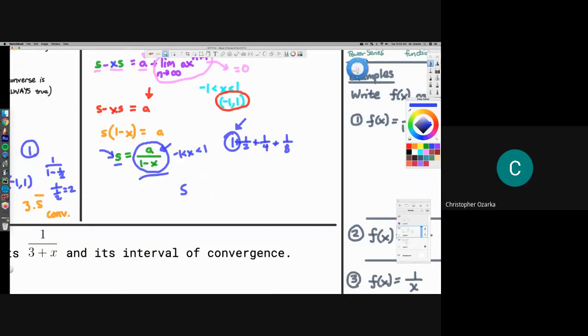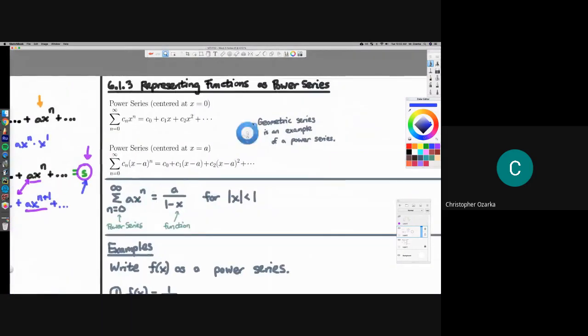We're going to use this to make anything into a power series, to make anything a polynomial, because then you can count it. If you can count it, then the calculator can do it, can use it.